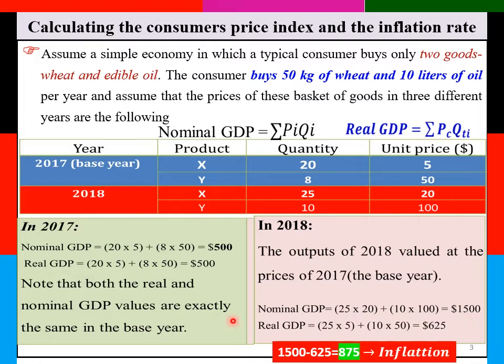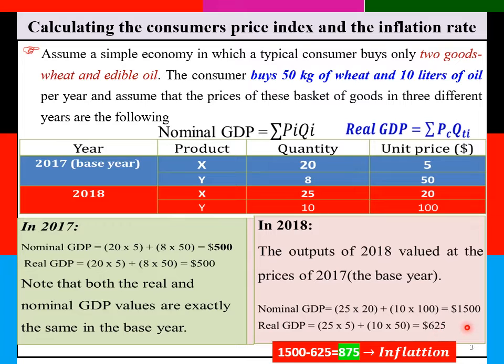$1,500. For the real GDP, take care on this one. 25 means the quantity of X produced in 2018 multiplied by the price of 2017, not the price of 2018. 25 times 5 plus the quantity of Y, again 10, multiplied by the base year price, which is 50, not 100. Take the base year, 2017. Therefore, 10 times 50 is equal to $625.